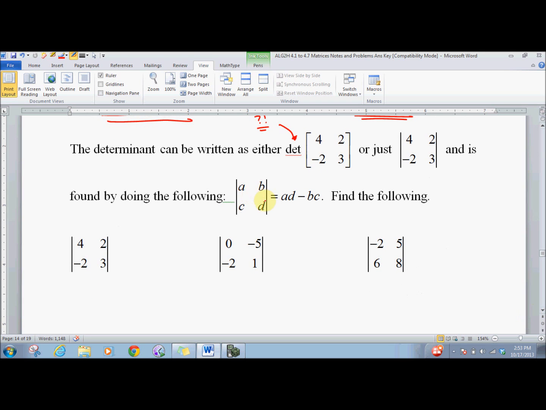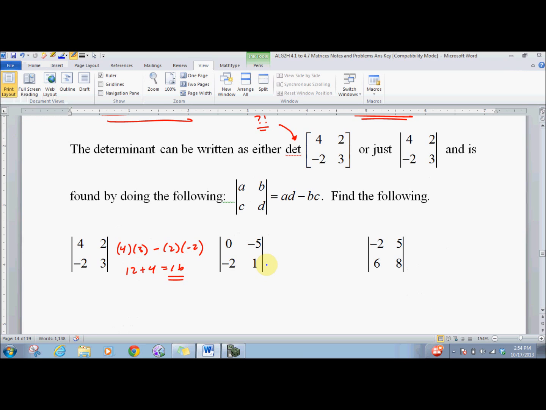We multiply and subtract. We're going to do a lot of this today with the Jimmy Neutron looking things. AD, the diagonal from top left to bottom right, minus BC, the diagonal from top right to bottom left. So over here it would be 4 times 3 minus 2 times negative 2. 12 plus 4 equals 16. That's it. Done.